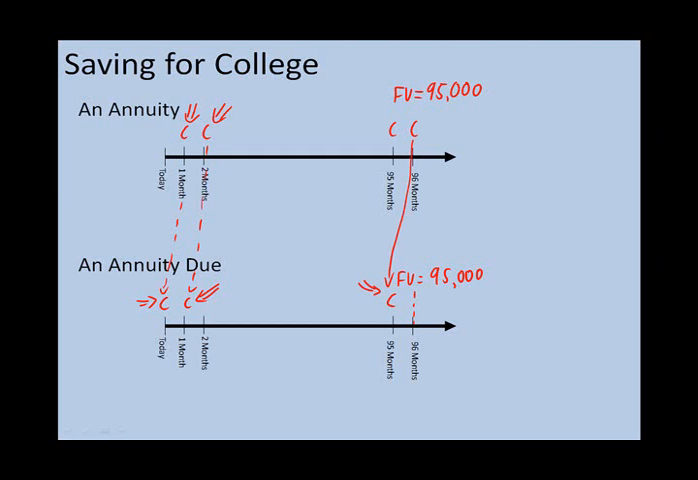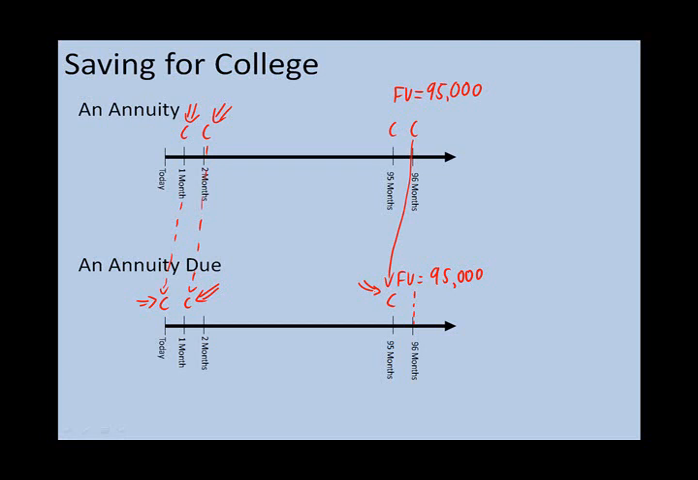So what do you think will be the impact on the payment we have to make each month in order to have $95,000 in 96 months' time? Will the payment be lower for the annuity or the annuity due? Well, because we get an extra period of interest on each payment that we make with the annuity due, we would expect that we would have to pay less each month in order to have a future value of $95,000 in 96 months' time, because we earn that extra interest on every single payment that we make. So that should reduce our monthly payment.